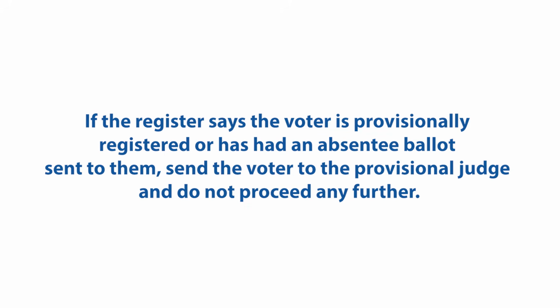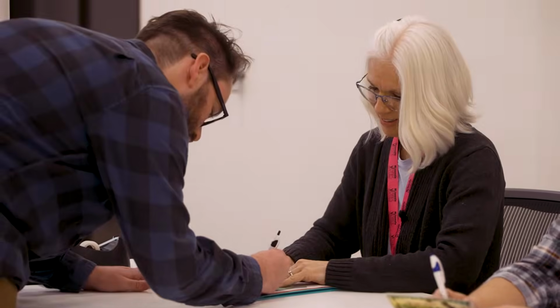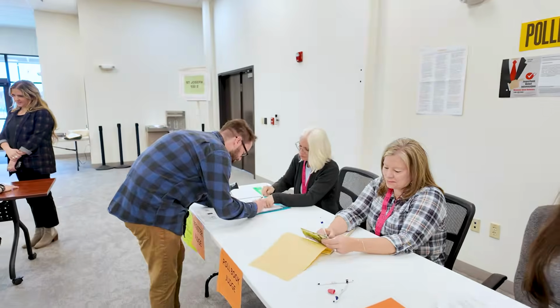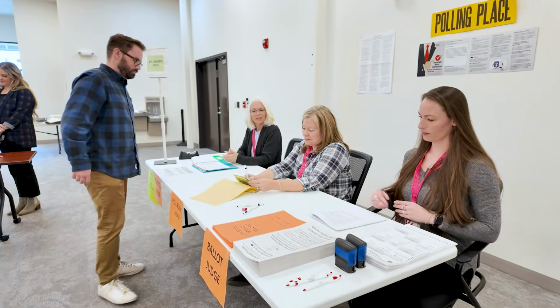If the register says that the voter is provisionally registered or has an absentee ballot sent to them, send the voter to the provisional judge and do not proceed any further. If all is okay to proceed, carefully watch the voter sign the register and make sure that they sign on the correct line. Then direct them to the ballot judge.